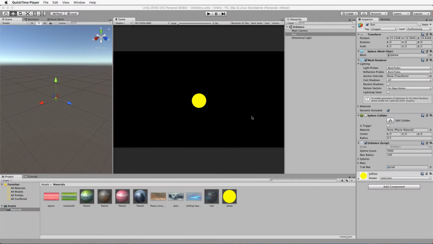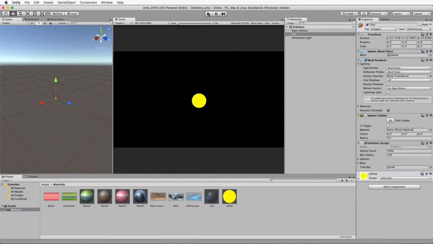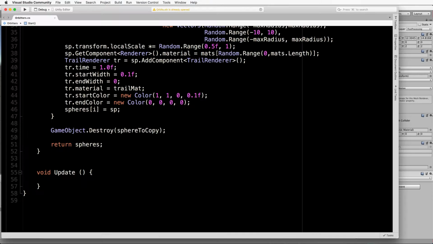Welcome back to part 2 of creating an orbiting system in Unity. Okay, we're at the point where if we press play, we're going to get a whole bunch of spheres surrounding our sun. We now want to put some forces on these spheres. So we're going to go back into our code and we're going to do this inside the update.